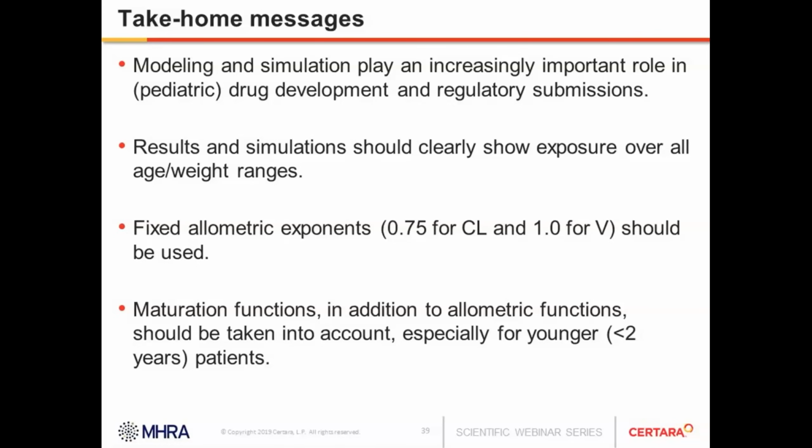and especially for patients under the age of 1 and even 2 years of age, they should be shown in quite a lot of detail where we know that there's going to be a lot of changes occurring.